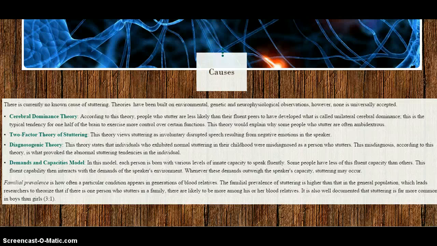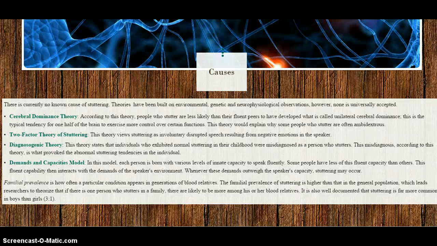There's also the two-factor theory of stuttering, which views stuttering as involuntary disrupted speech resulting from negative emotions in the speaker. There's also the diagnosogenic theory, which states that individuals who exhibited normal stuttering in their childhood were misdiagnosed as a person who stutters. This misdiagnosis, according to this theory, is what provoked the abnormal stuttering tendencies in the individual.